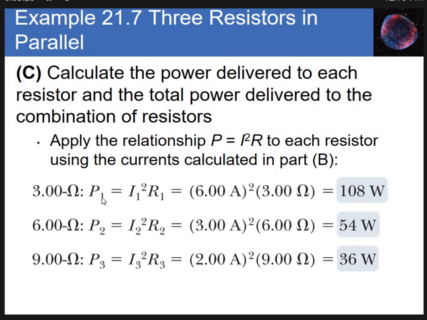The power in the resistor of 3 ohms is going to be what? I1, which is 6 amperes, squared, 36 times 3, 108 watts. The power in the second resistor of 6 ohms is going to be I squared, which is 3 squared is 9, times 6 is 54. And the last one, the power in the 9 ohm resistor, is going to be I3 squared, which is 2 squared is 4, times 9 is going to be 36.